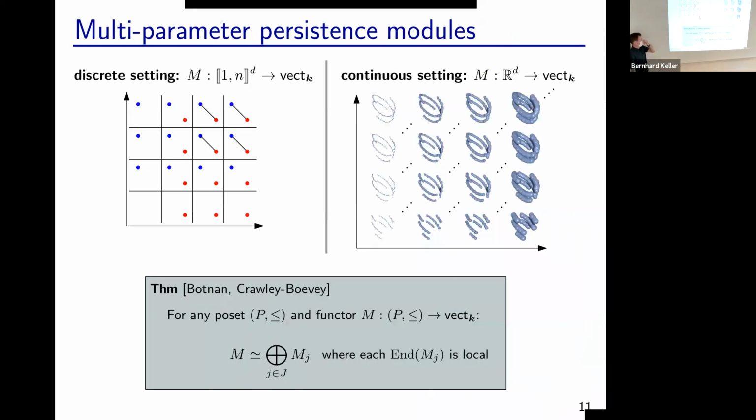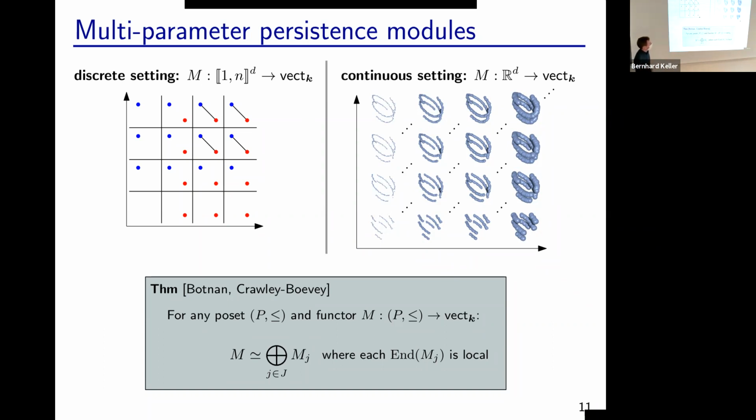So the mathematical formulation is the same as before, except that R is replaced by R^D. And again, there are two instances: the finite or discrete setting, where we start out with a poset that is a finite grid, or maybe Z^D, and the continuous setting, where the poset is R^D, again equipped with the product order. So x is less than y if x_i is less than y_i for every i.